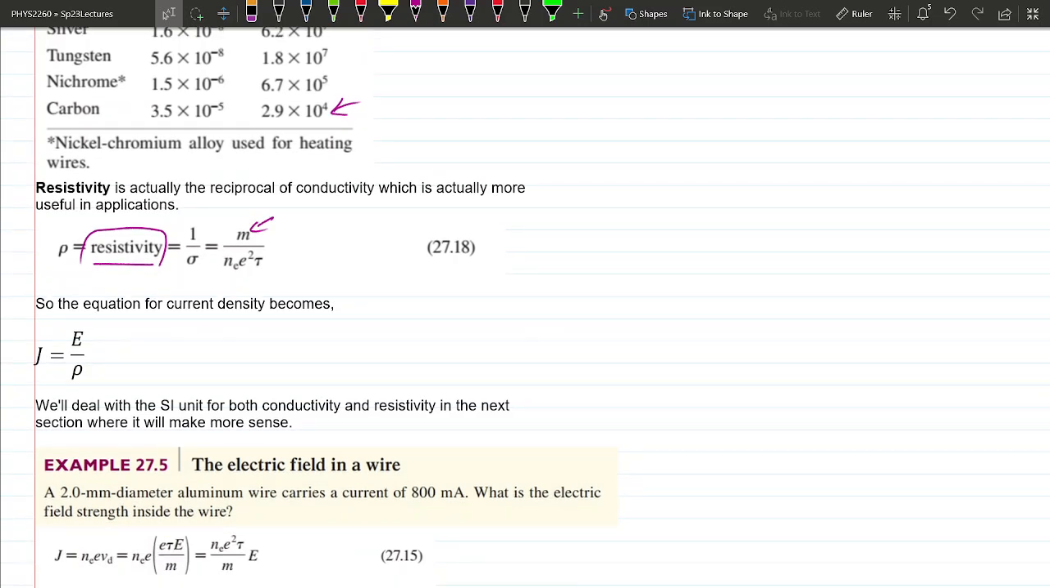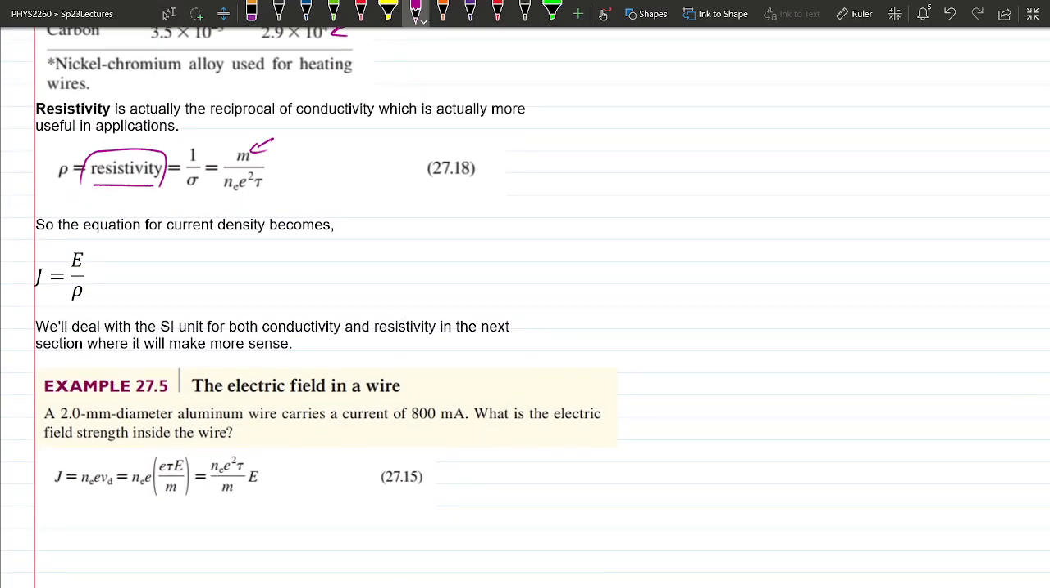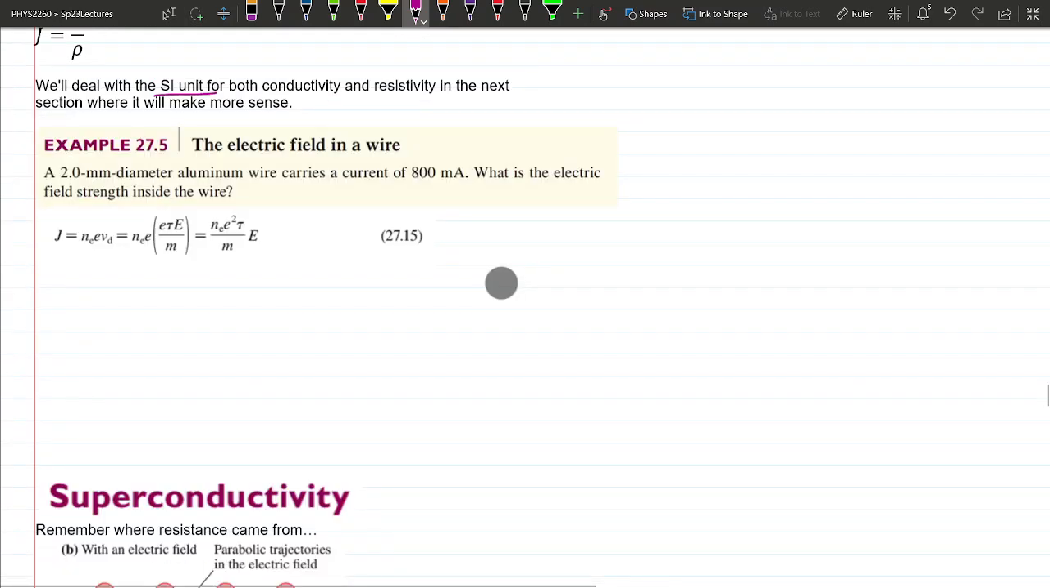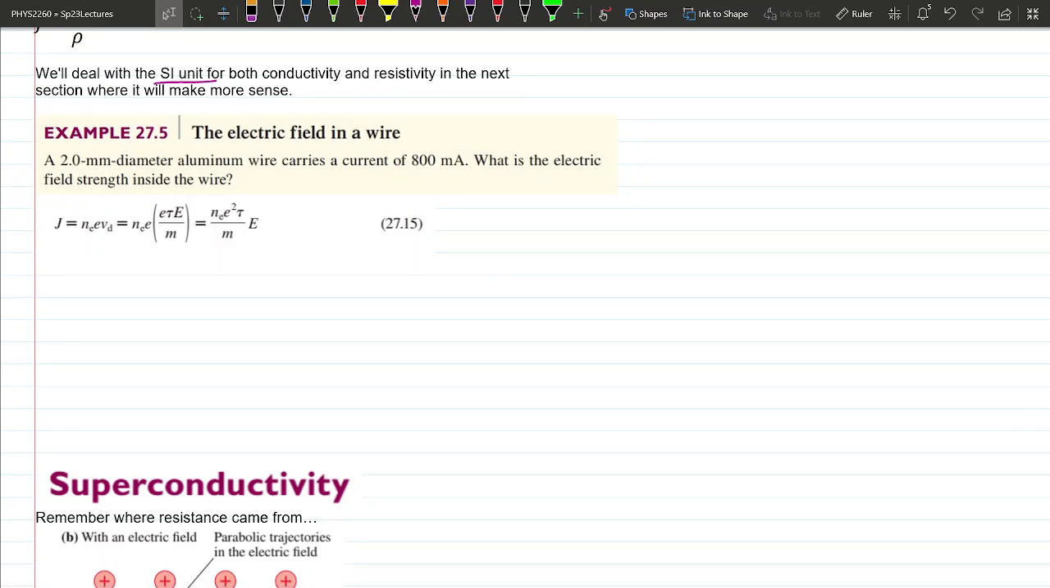The equation for our current density with resistivity is just E, the electric field strength, divided by the resistivity. We're reusing a Greek letter once again: this is the Greek letter rho. We use it for density, but we also use it for resistivity, so be a little careful about that. We'll deal with the SI units when we get to Ohm's law and see how they cancel out. But for now, let's do an example calculation, where we find the electric field in a wire.